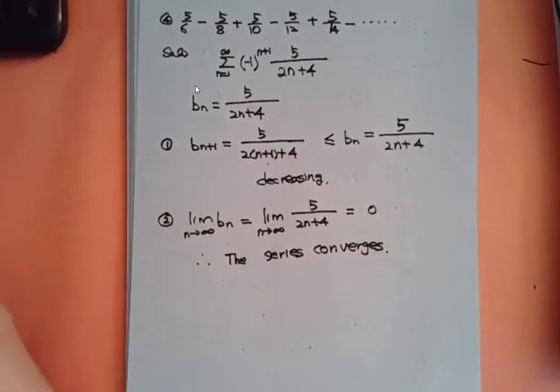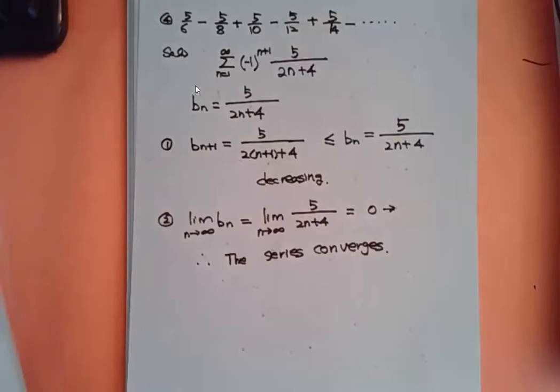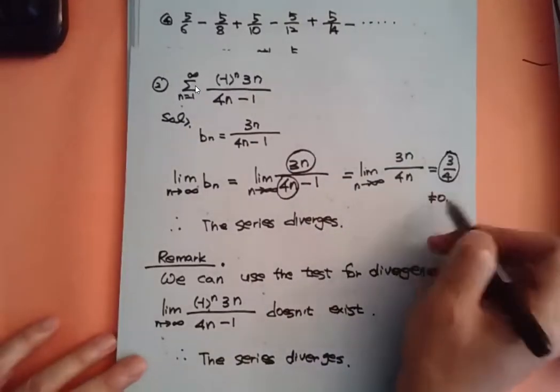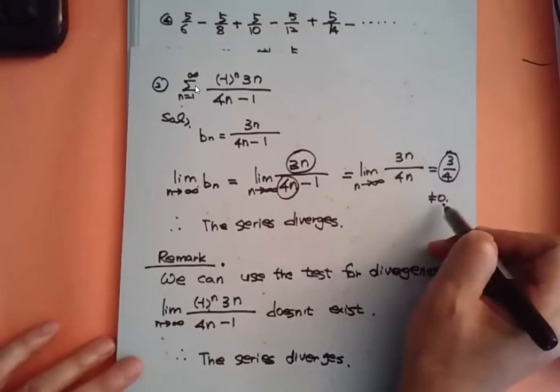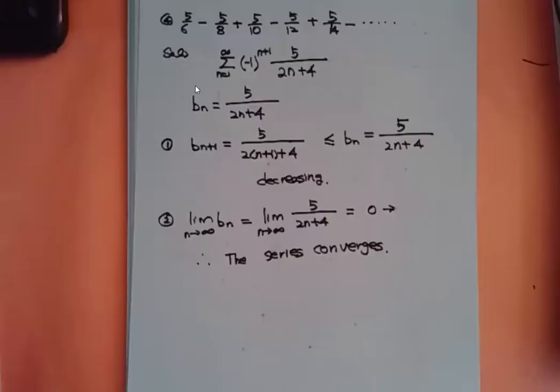It doesn't matter if it converges to zero, correct? It's just if it converges. No, I said it should converge to zero. So what I said here, it converges, but if it doesn't converge to zero, then it diverges. Oh, yeah. Okay. Any other question?